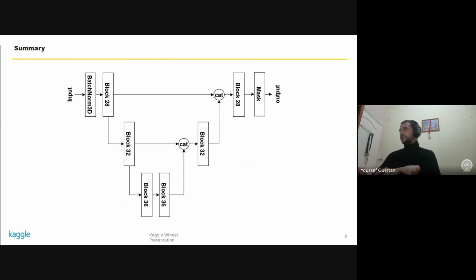The model architecture. Each block N here denotes two convolution layers with kernel 3 applied sequentially, each followed by a batch norm layer. For the input, I started with a batch norm 3D layer, so it kind of learned normalizations. For skipping, we use concatenation, and finally the output mask, which is a convolution of kernel size 1.